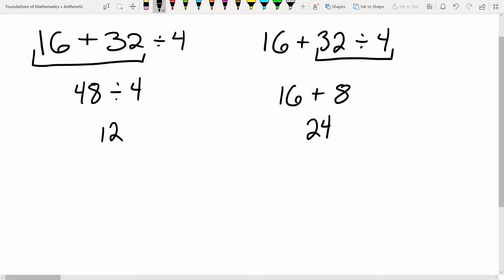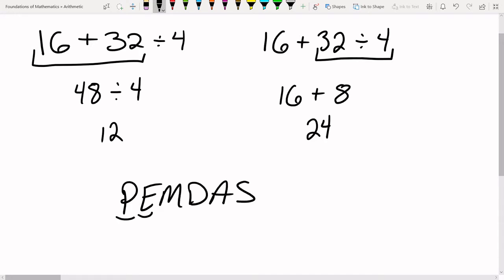In mathematics, we need to know one specified way so that no matter where you solve the problem in the world, you always get the same answer. That's why order of operations is so important, for precision and repeatability. And the order we do in mathematics is PEMDAS. Parentheses, exponents, multiplication and division, addition and subtraction.